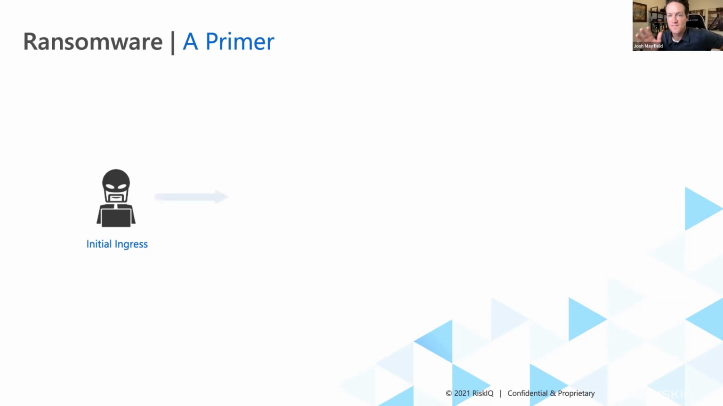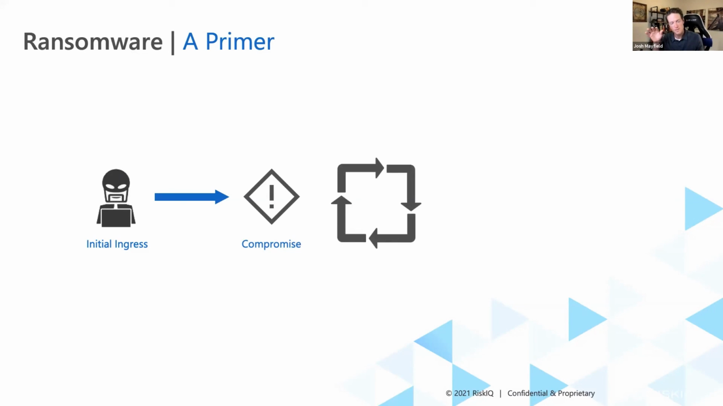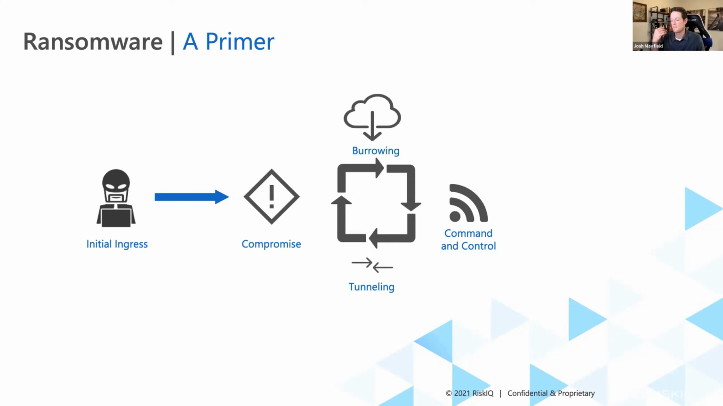So very quickly, we all know how ransomware works, but if you don't, we have graphics. There's of course the initial ingress that occurs, compromise happens, and then we start to tunnel around and burrow into the systems, and eventually get to a point where we can nestle in and beacon out to C2.